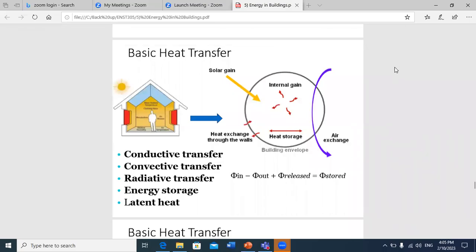Okay, so last time we talked about the main heat transfer processes in buildings, and we said that we have conduction, convection, radiation, plus also energy storage and latent heat can play a major role in energy transfer in a building, and we'll introduce several strategies today. So the envelope is interacting with the surroundings through different modes. We have the solar gain, the heat exchange through the wall. We have some infiltration. We have inside the space internal generation and heat storage.